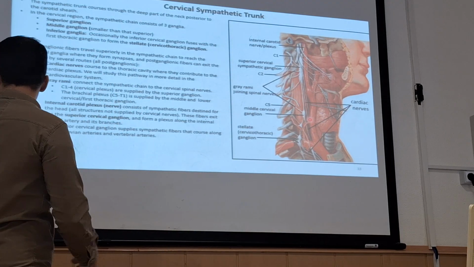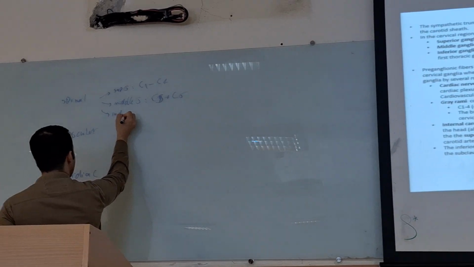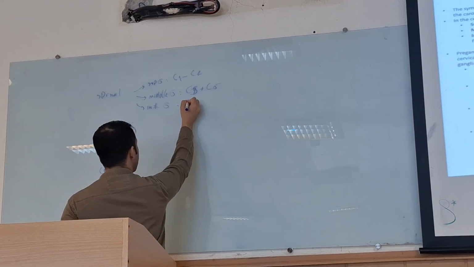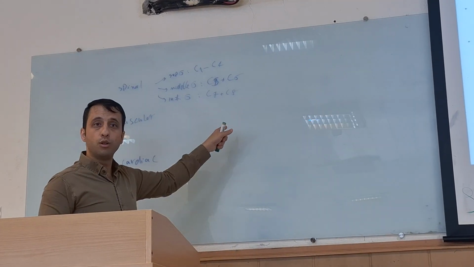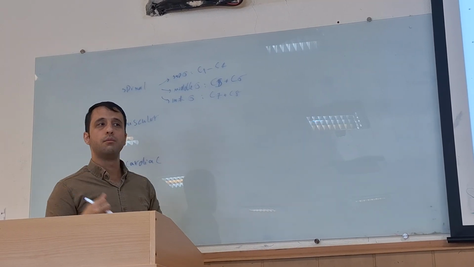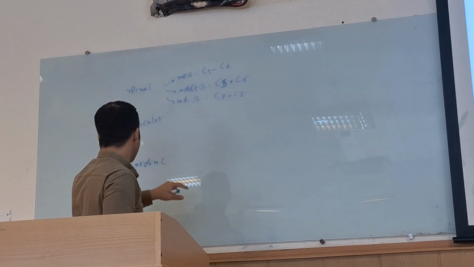From the inferior ganglion they go to C7 and C8. Also, they go to the brachial plexus. They are the spinal branch of this ganglion.